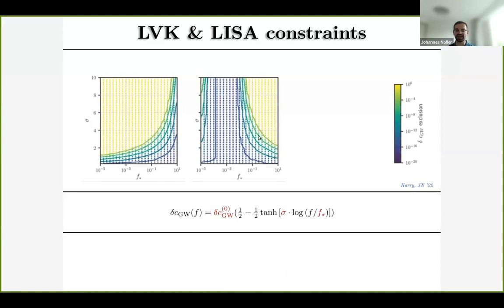So they're placed at around 1 gigaparsec from us. And so again, of course, now you can see we place these extremely strong constraints at 10 to the minus 18 or so, in the LISA band as well.